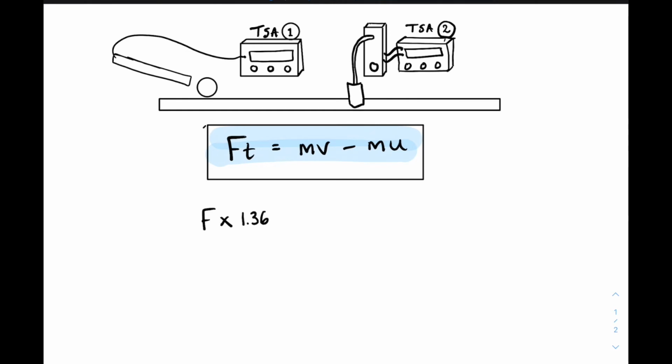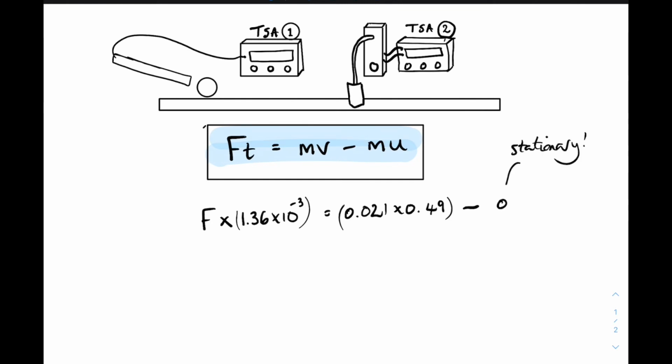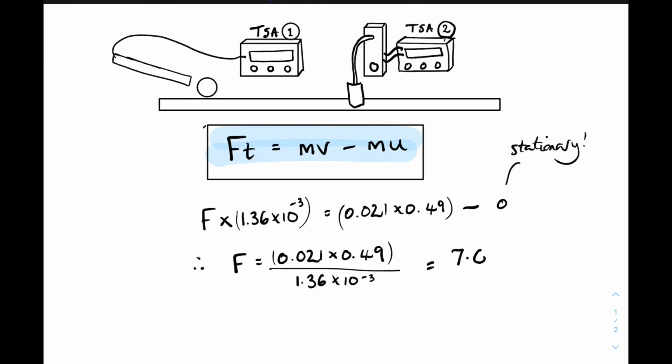So time of contact, 1.36 milliseconds. A mass of 21 grams and v 0.49. Initial momentum was 0 because the ball was stationary, and then rearranging to find F, we divide by the time of contact, and we get 7.6 newtons. That's the average force acting on the ball. That's impulse causing a change in momentum.